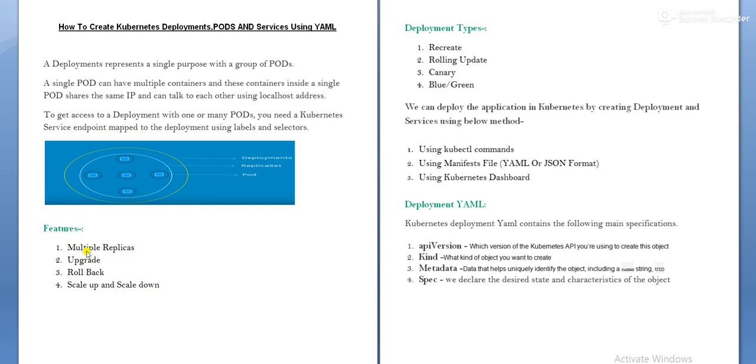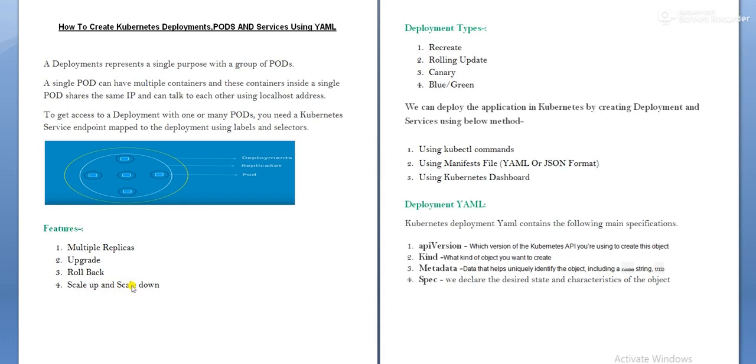The third feature is rollback. Suppose after an upgrade something happens to my application, at that time I can also roll back to the original one. Then the fourth feature is scale up and scale down. You can increase your replica count, and you can also decrease it.